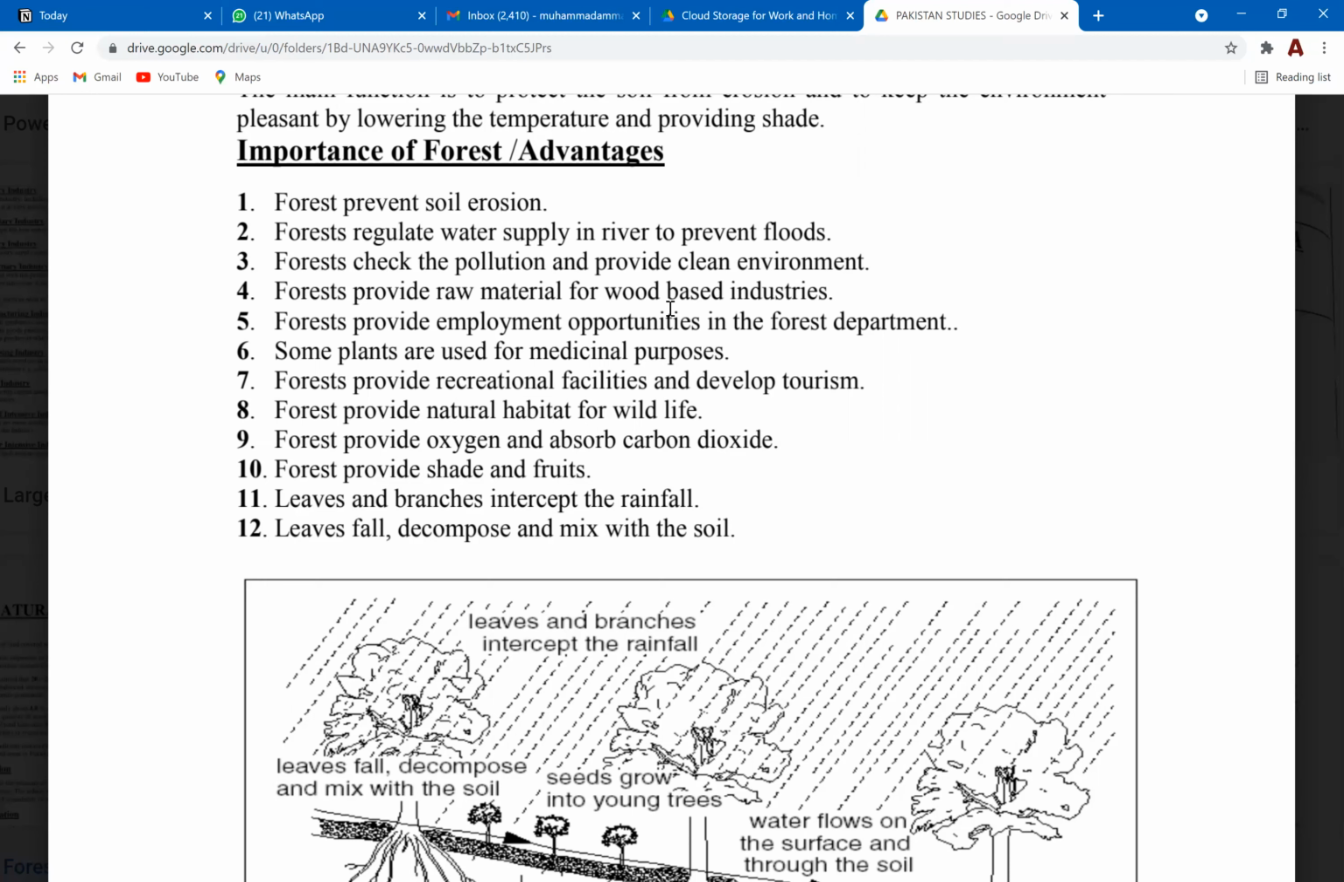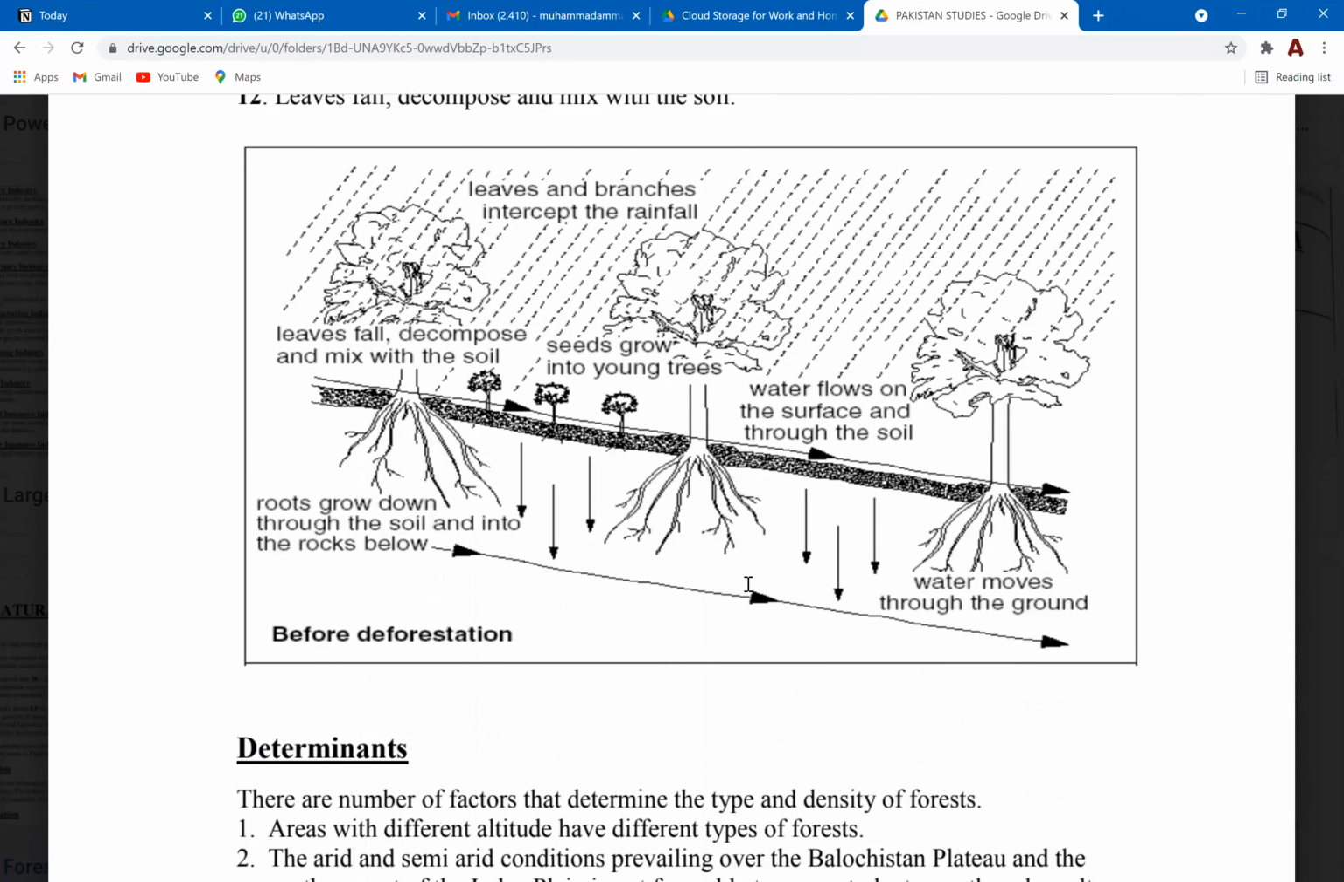Forests provide raw material for wood-based industries. Forests provide employment opportunities, use for medicines, recreation facilities, natural habitat, oxygen, provide shade and fruits. Branches intercept the rainfall, leaves decompose and mix with soil, and they're also used to make different fertilizers. These are some advantages.